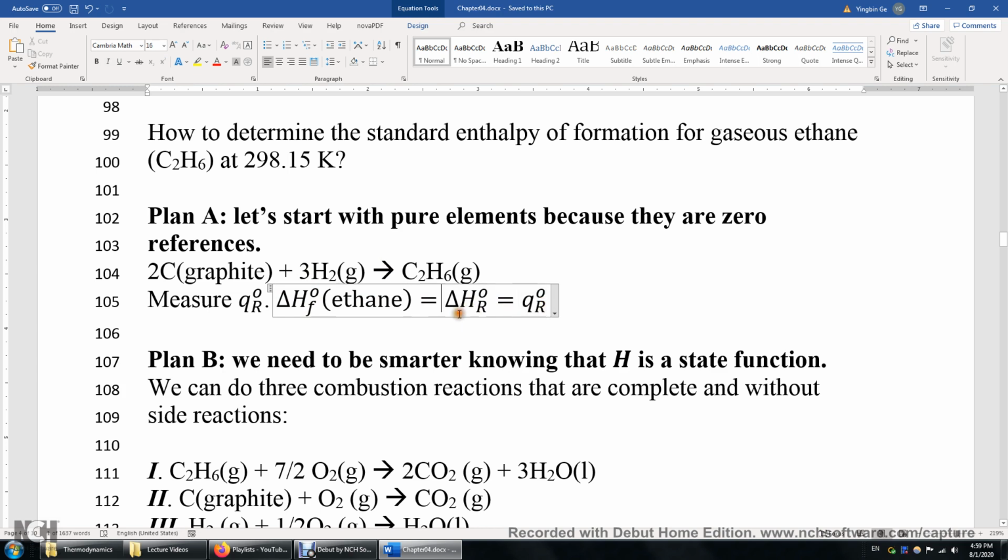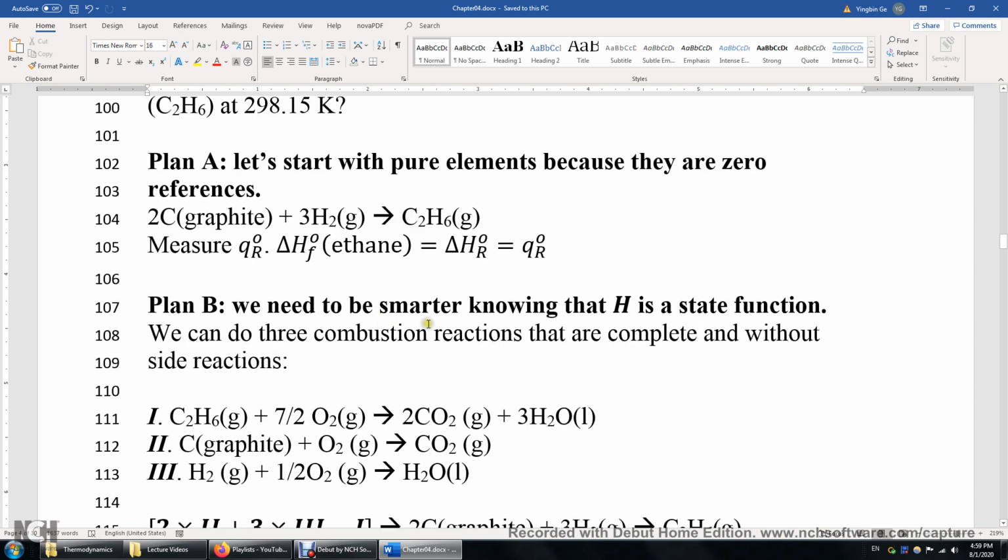Well, can you make carbon react with hydrogen at 298 K under the standard state condition and produce ethane and ethane only? It's impossible. So we have to be smart. We have to know that enthalpy is a state function, so we don't have to do a one-step process. We're going to do a three-step process to produce ethane. And actually, we are not even producing ethane.